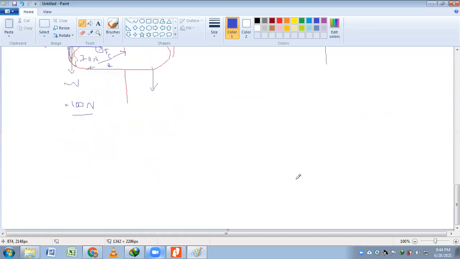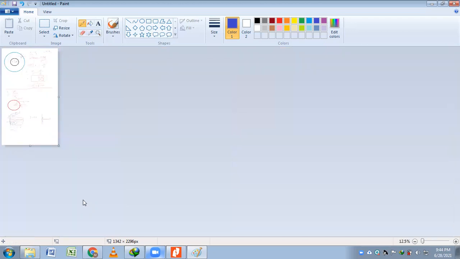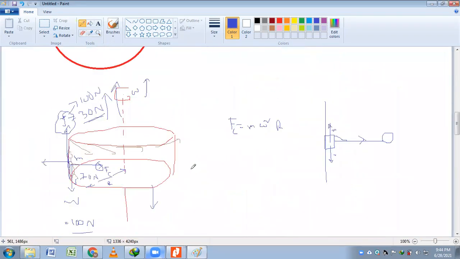What happens for Earth? Sir, can friction not exceed the weight? Ideally not. Ideally not, because the maximum force the person could possibly experience vertically downwards is equal to weight.